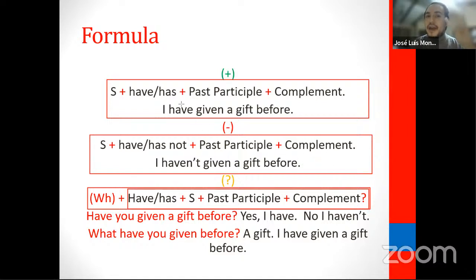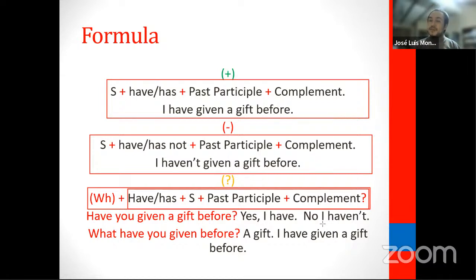Affirmative: have, has, plus the past participle. I have given a gift before. Negative with not: I haven't or she hasn't, plus past participle. I haven't given a gift before. Yes/no question: have you given a gift before? Yes, I have. No, I haven't. What have you given before? A gift. Or I have given a gift.